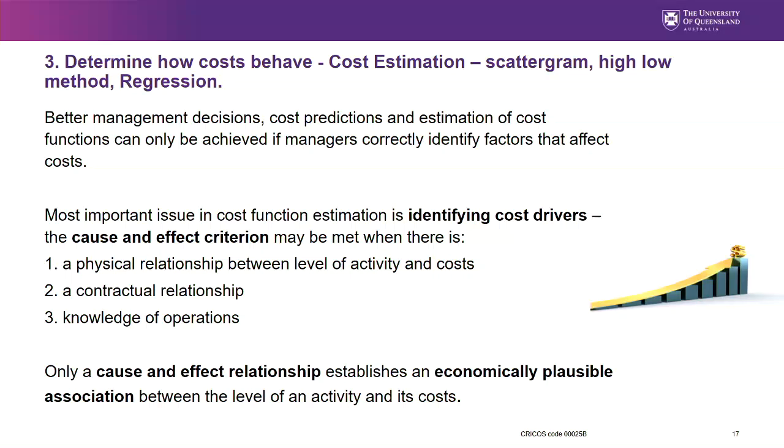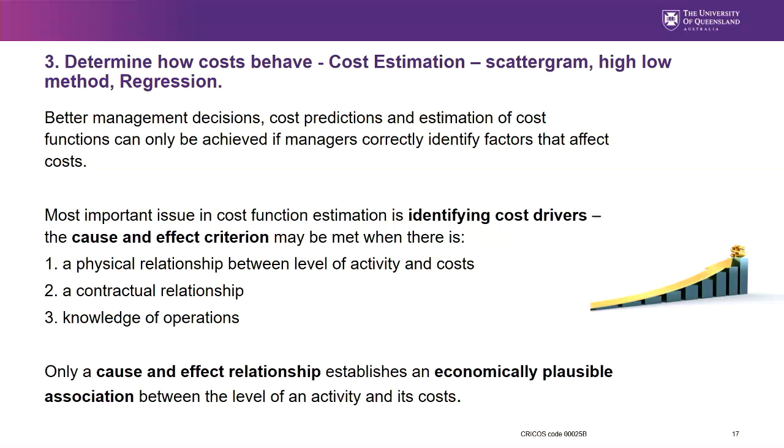To identify this cause and effect relationship, it might be a physical relationship between the level of activity and cost. So the more units I produce, the higher my costs. It might be a contractual relationship. For example, I sign a lease document that I will pay $15,000 a year, and that is what is causing my cost to be constant or fixed in total. It might be that we rely on our knowledge of operations to identify what the cost driver is, what causes my costs to change. So really, we're only looking for cause and effect relationships.